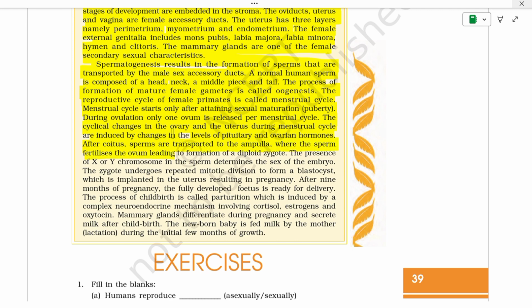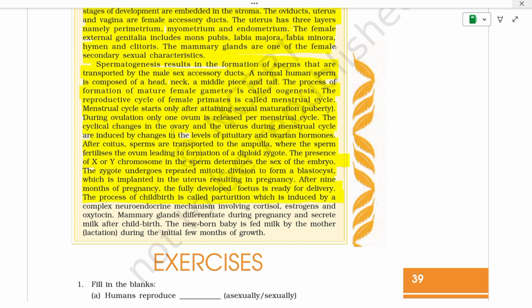sperms are transported to the ampulla, where the sperm fertilizes the ovum, leading to the formation of a diploid zygote. The presence of the X or Y chromosome in the sperm determines the sex of the embryo. The zygote undergoes repeated mitotic division to form a blastocyst, which is implanted in the uterus, resulting in pregnancy. After 9 months of pregnancy, the fully developed fetus is ready for delivery.